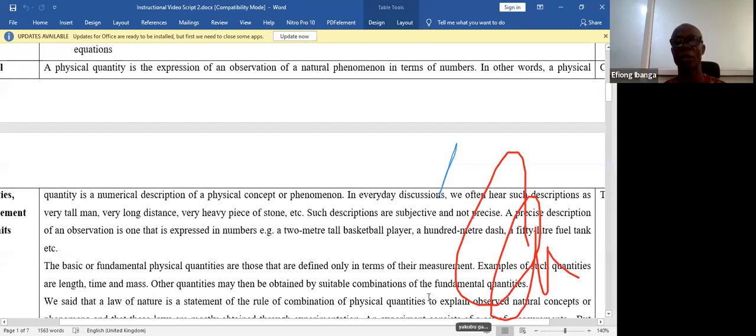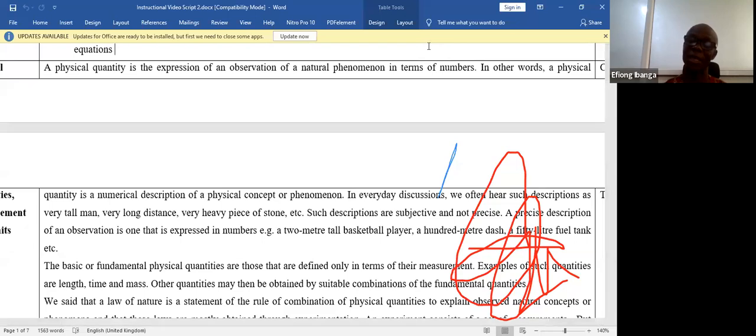Now, a physical quantity is the expression of an observation. The expression of an observation in terms of numbers. That's what we mean by a physical quantity. Now, that's a very simple definition that I've given, in everyday discussion.